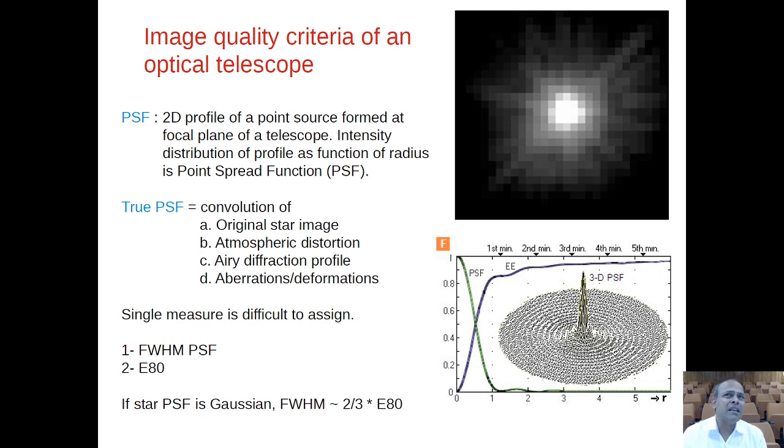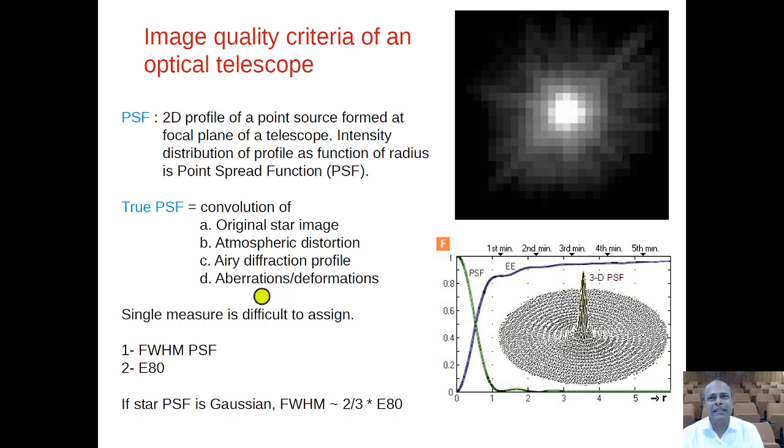So what is a true PSF? Basically the true PSF is a convolution of four factors. First, the original star image, I mean the nature of the original intensity profile of stars, whether a point source or extended source. Then it is convolved with the atmospheric distortion by the Earth's atmosphere, the change in refractive index, and also the turbulence parameters. And the Airy diffraction profile, which is formed by the optics we use.